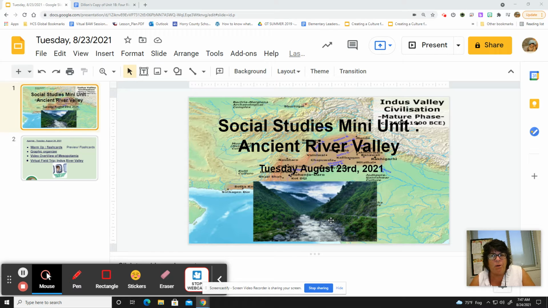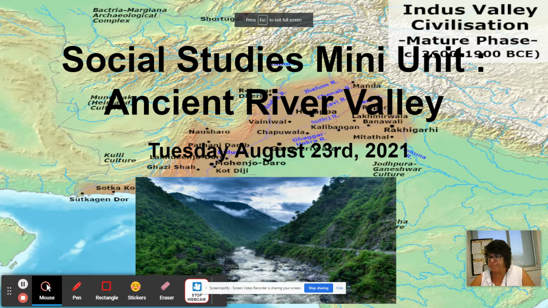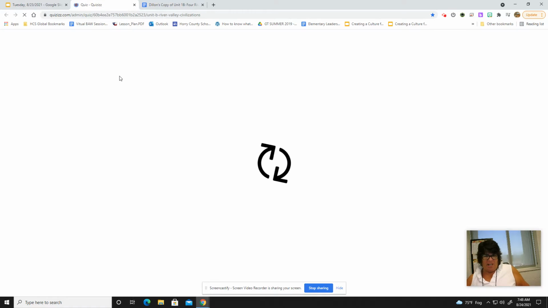So today we're going to go over what you missed and actually help you to prepare for Friday's quiz. So let's take a look at what we're going to be working on. We're going to start with some flashcards, which you can use at any time. They will definitely help you with Friday's quiz. We're going to look at the graphic organizer as promised, and of course, we're going to take a little bit of a mini field trip, which I really wish you were there for, but I get it. I understand. So let's start with the warm-up flashcards.